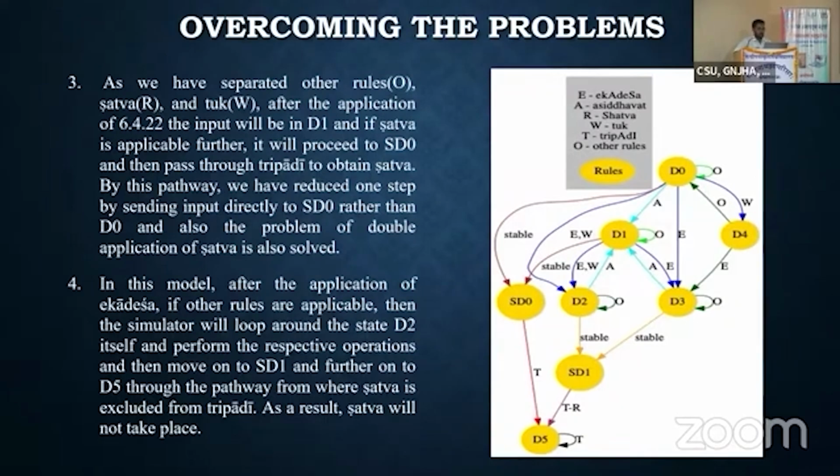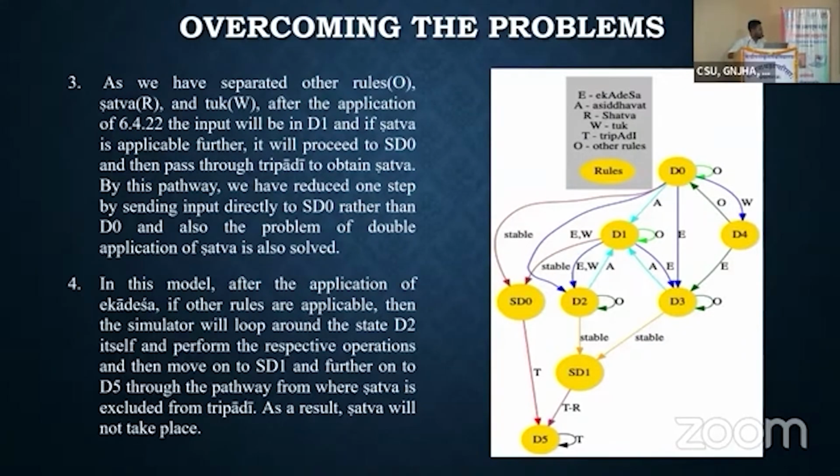After the application of Asiddhavat Tatrapat, the input will be in D1, and if Shatva is applicable further, it will proceed to SD0 and then pass through Tripadi to obtain Shatva. By this pathway, we have reduced one step by sending input directly to SD0 rather than D0, and also the problem of double application of Shatva is solved.